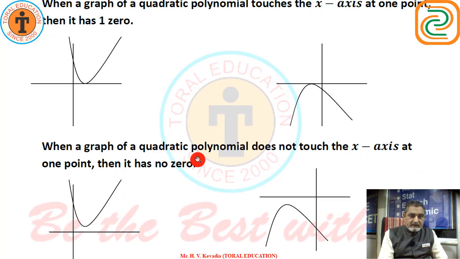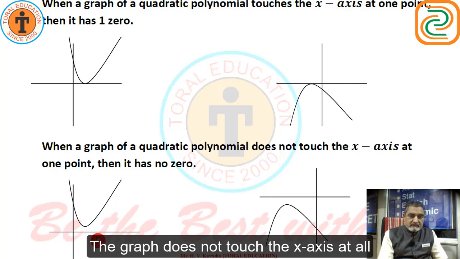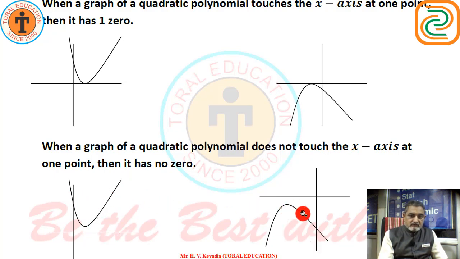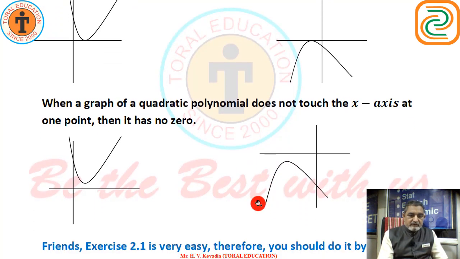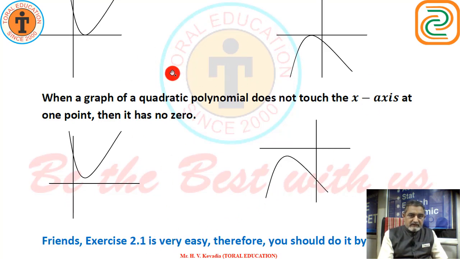When the graph of a quadratic polynomial does not touch the x-axis at any point, not one point but any point, then it has no zero. The graph of this quadratic equation does not touch the x-axis at all, so it has no zero. It is also the same, it does not have any zero. So exercise 2.1 is very easy, of a similar kind, so you can do it by yourself.